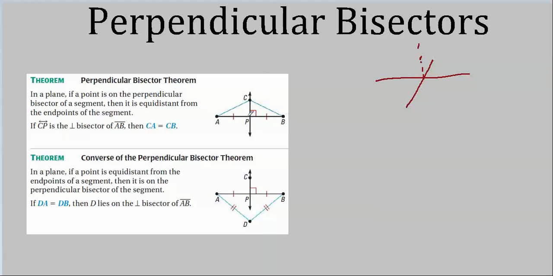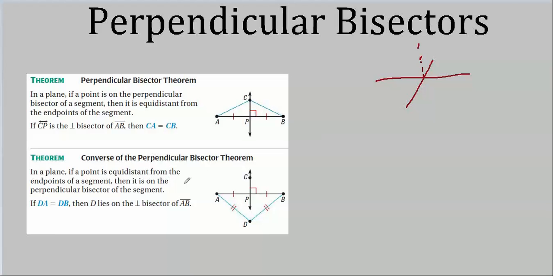Every point on this perpendicular bisector is equidistant from the endpoints. Simple enough. Kind of looks like that would be true, doesn't it? Well, it is true. And the converse is, well, you can read it pretty easily. If the points are equidistant, then it is on the perpendicular bisector.